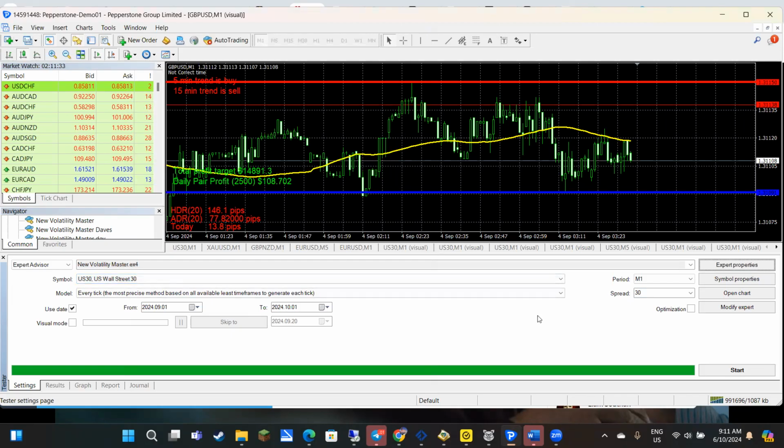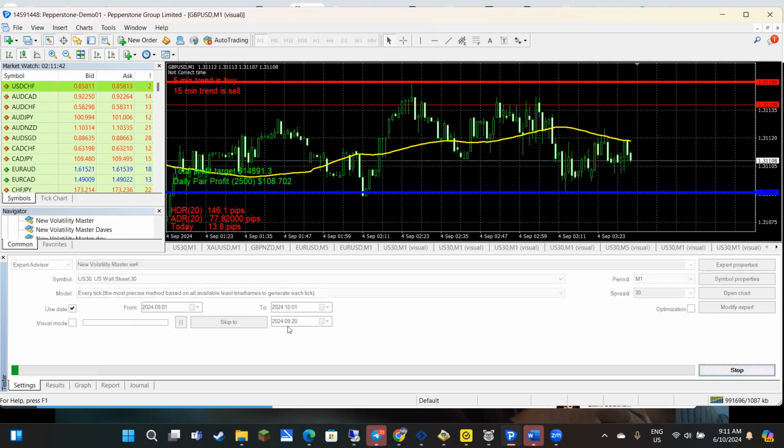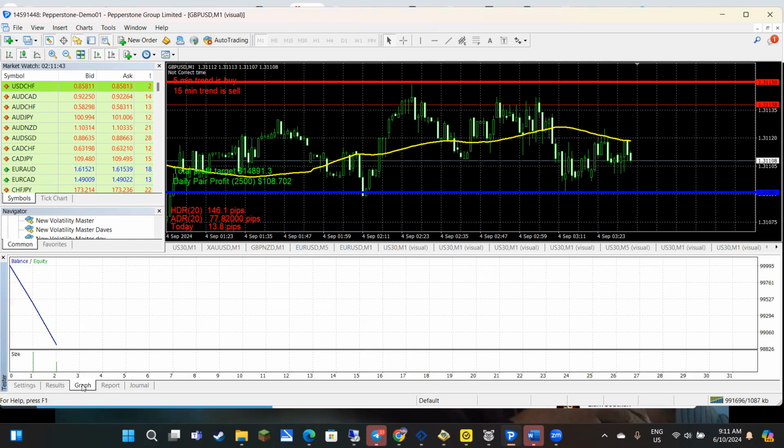Now, this one won't be the best, as we know that US 30 was not going very well that last month. But I think the first half of the month wasn't too bad. Then those last 2 weeks of September were just predominantly losses on the US 30. So let's see how it works out. That's about 4% profit at the moment.